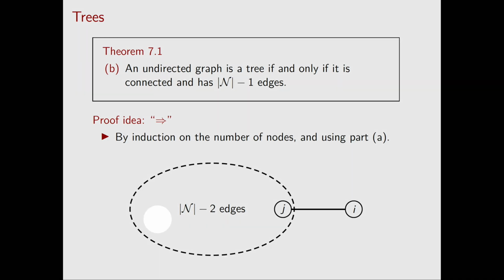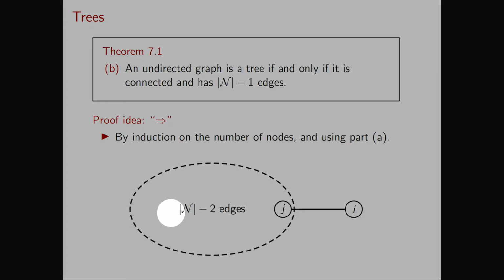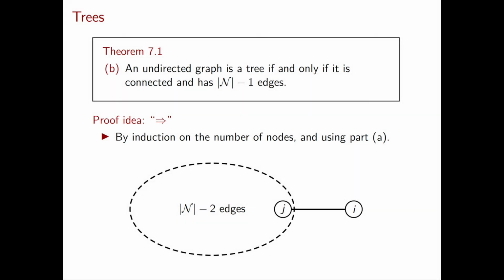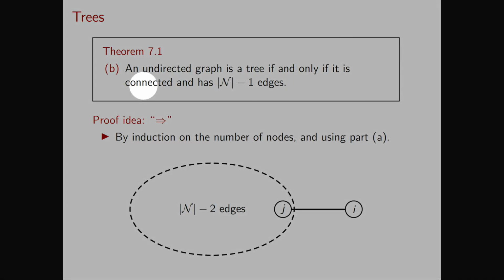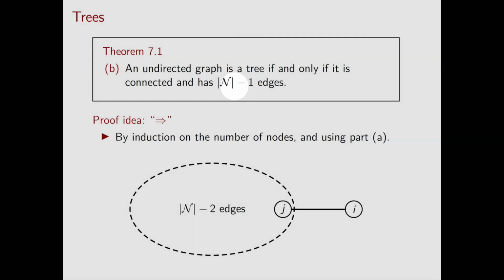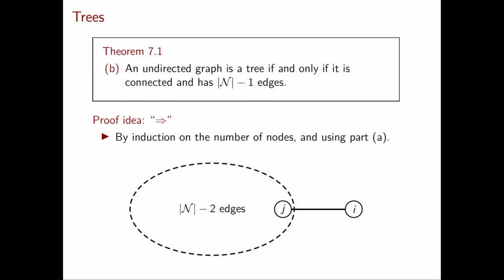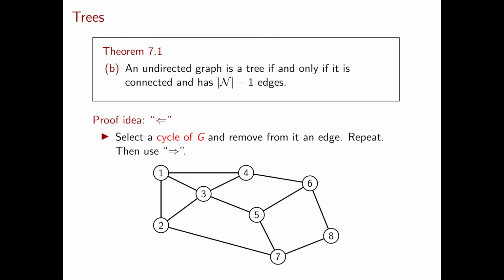First, you construct a path from your node in the rest of the graph to J, and then you continue to node I. At this point, we have shown that our original tree is connected and has cardinality of n-1 edges. So this concludes our proof from left to right. Next, we're going to show the implication from right to left.